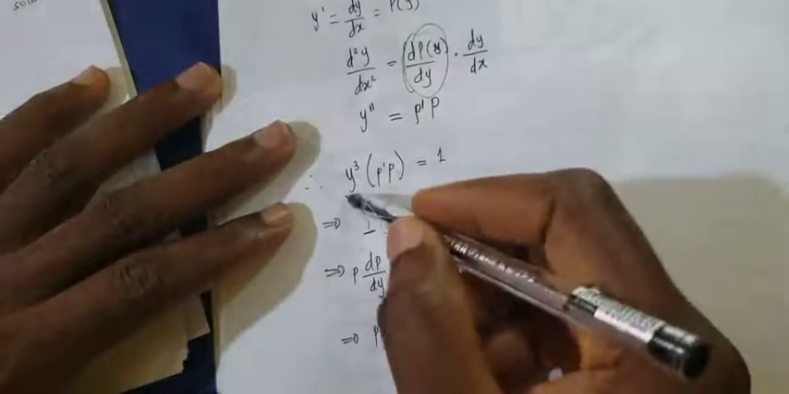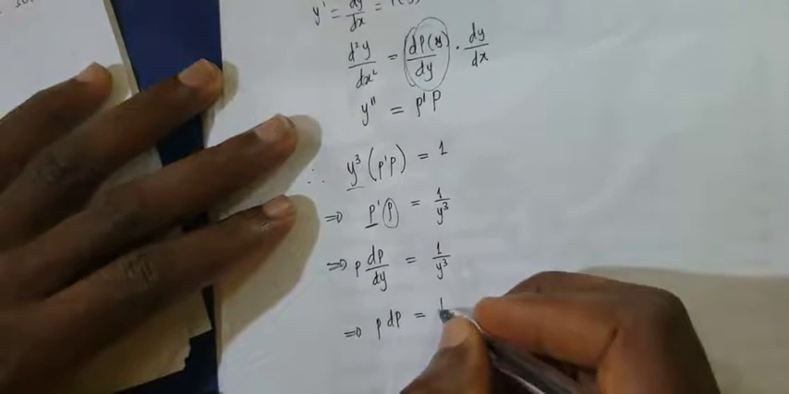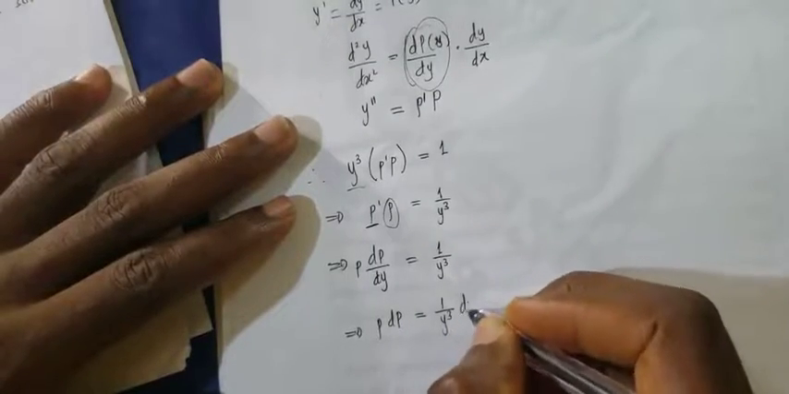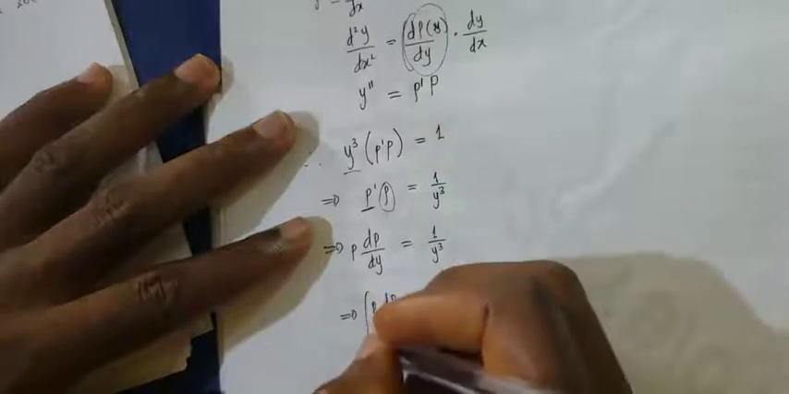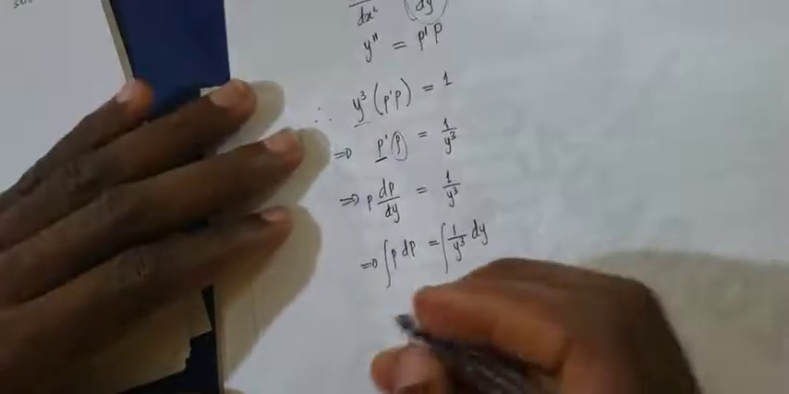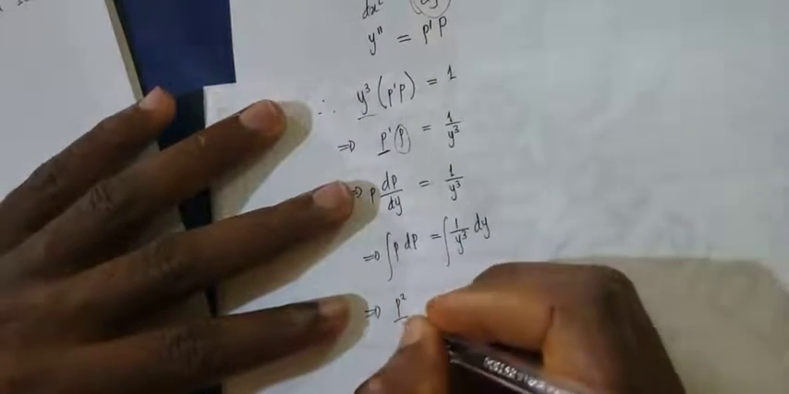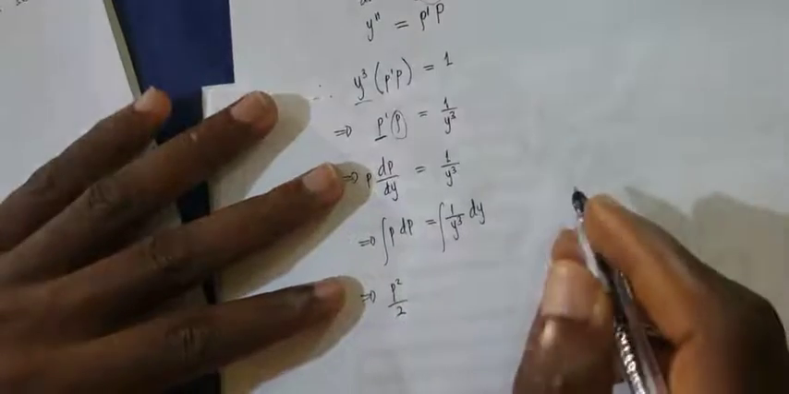That's p here. I've moved 1 over y cubed to this other side. Okay, this is going to be 1 over y cubed dy. Then we can integrate. So this is going to give us p dp, that's p squared over 2. I hope you understand that.